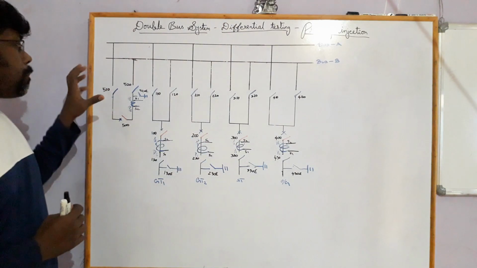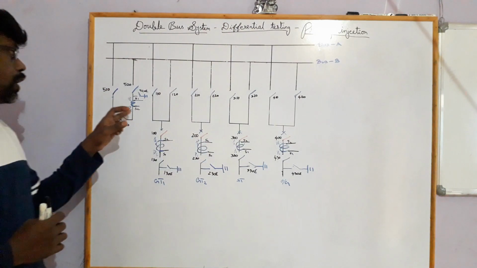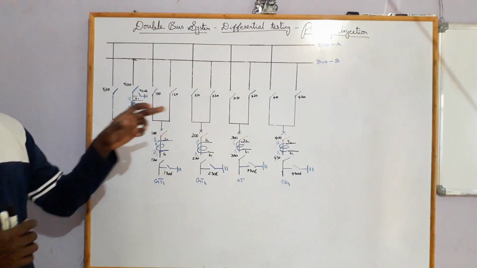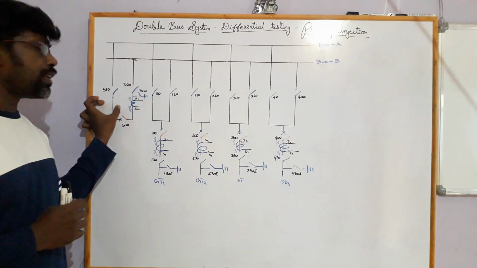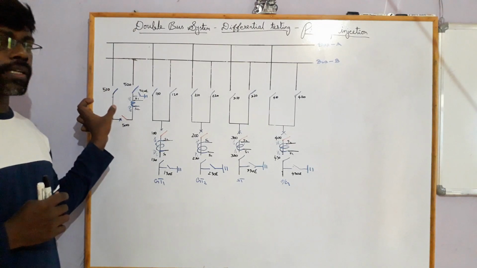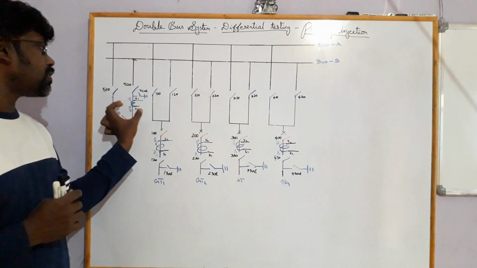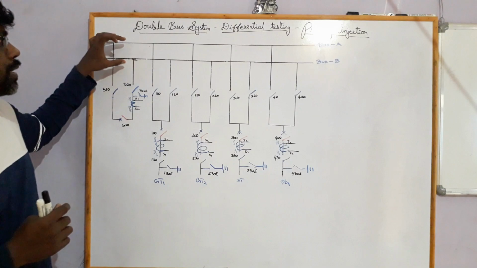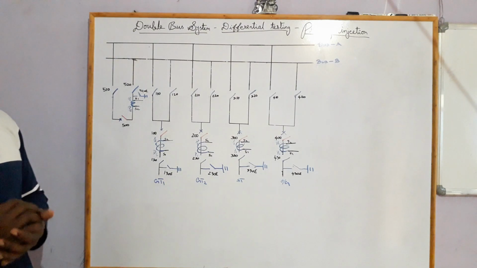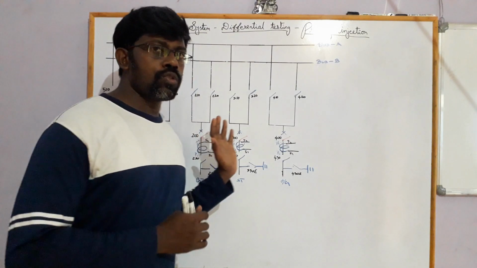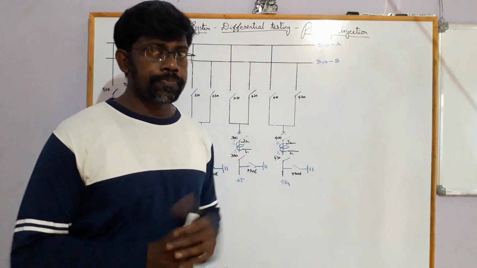And for the bus coupler, here we have only one CT. For a double busbar system, for the bus coupler, two CTs are also available. But in our scheme, we have only one CT. So this CT is going to be shared by both buses. Fine. Now we go to the polarity.